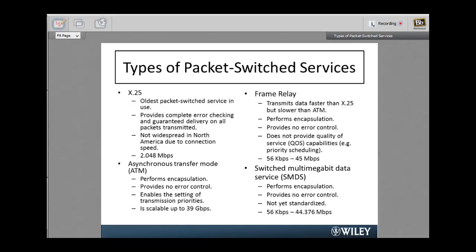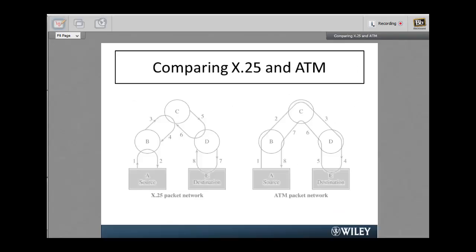This is a comparison between the four of them: X.25, frame relay, asynchronous transfer mode, and switched multi-megabit data service. And this is a comparison between the two, X.25 and ATM, which shows the source, destination, and how the network works in the direction of the traffic.